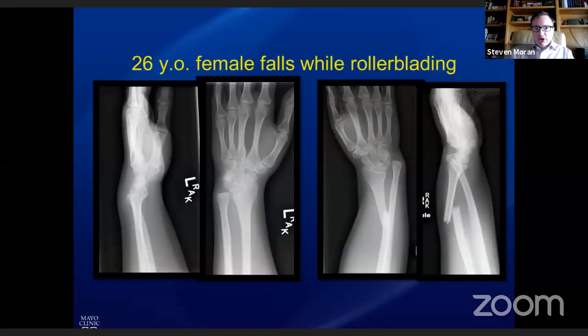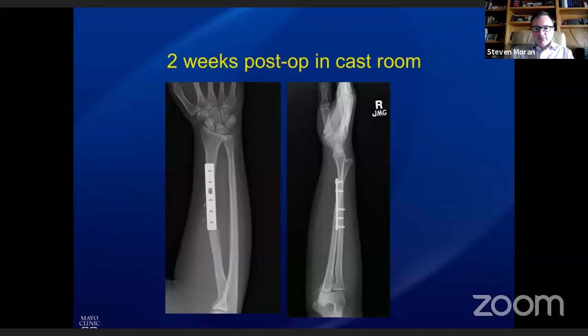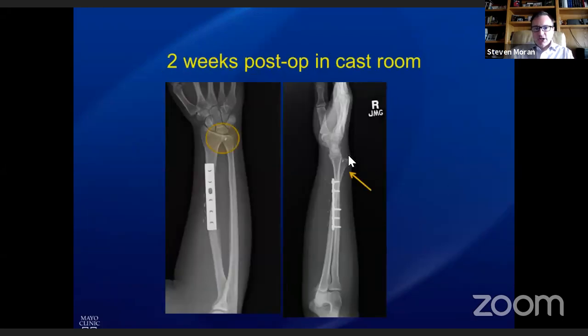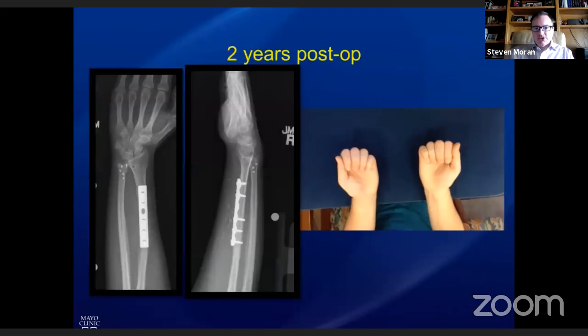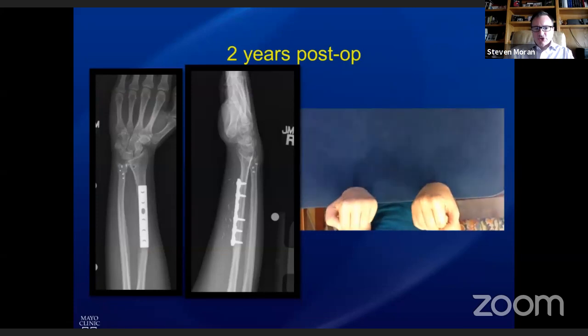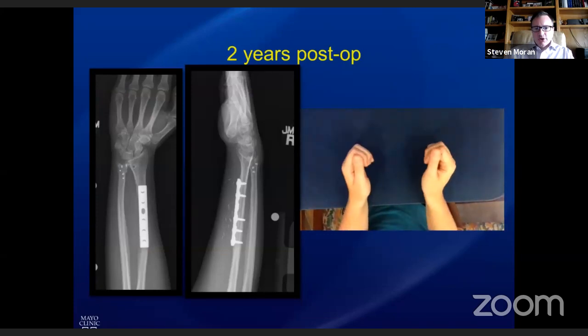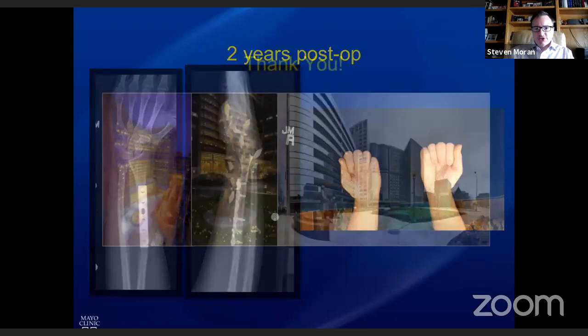Again, fix the bony problem. Here's an Essex-Lopresti that we fixed, with persistent instability. You can see the dislocation. Once the bony problem is fixed, you can then go in, and if you need to, I think this is a good option for restoring stability in these patients where you're sure that the bony problem is fixed. Thank you.